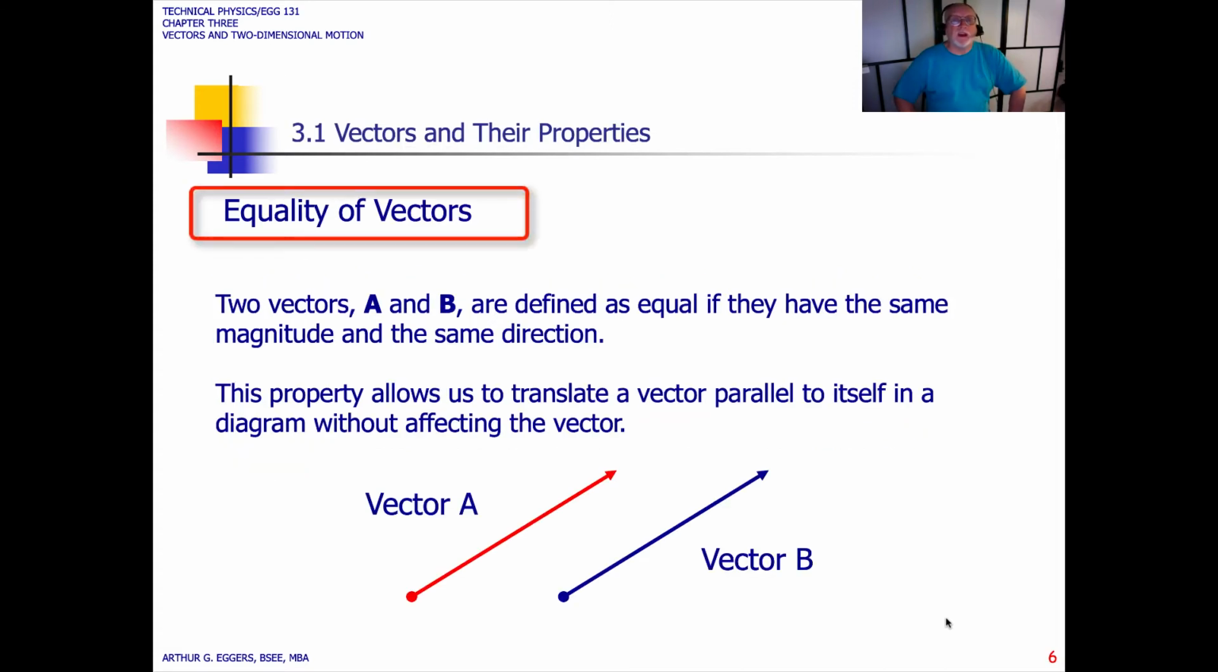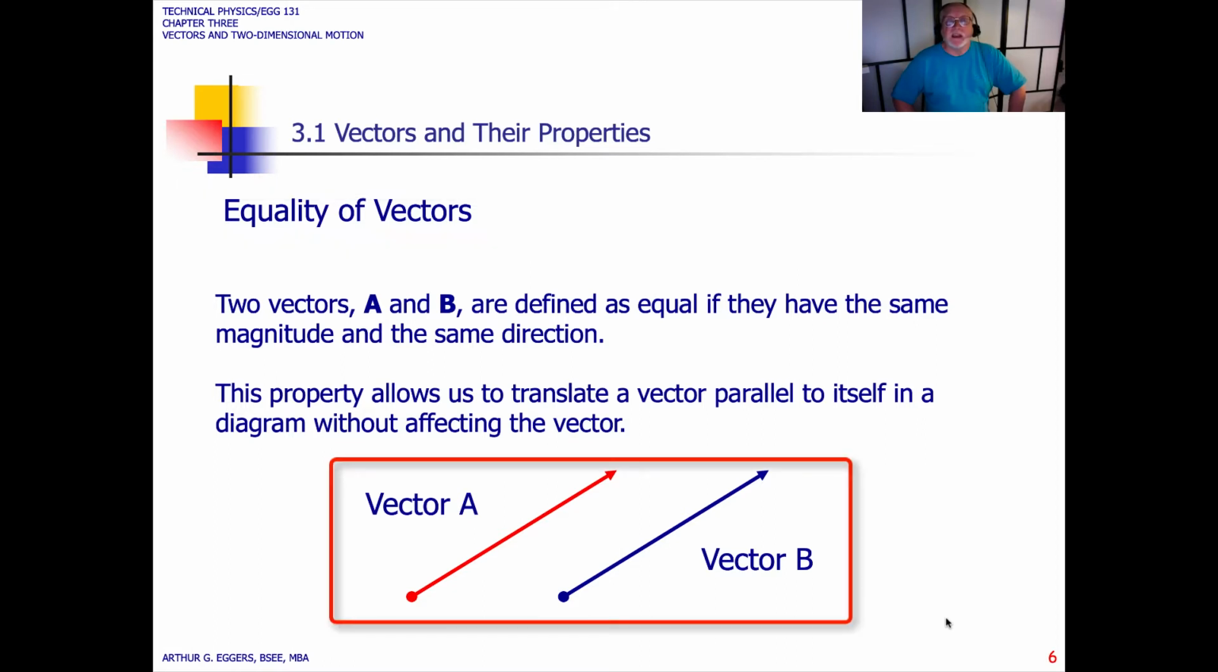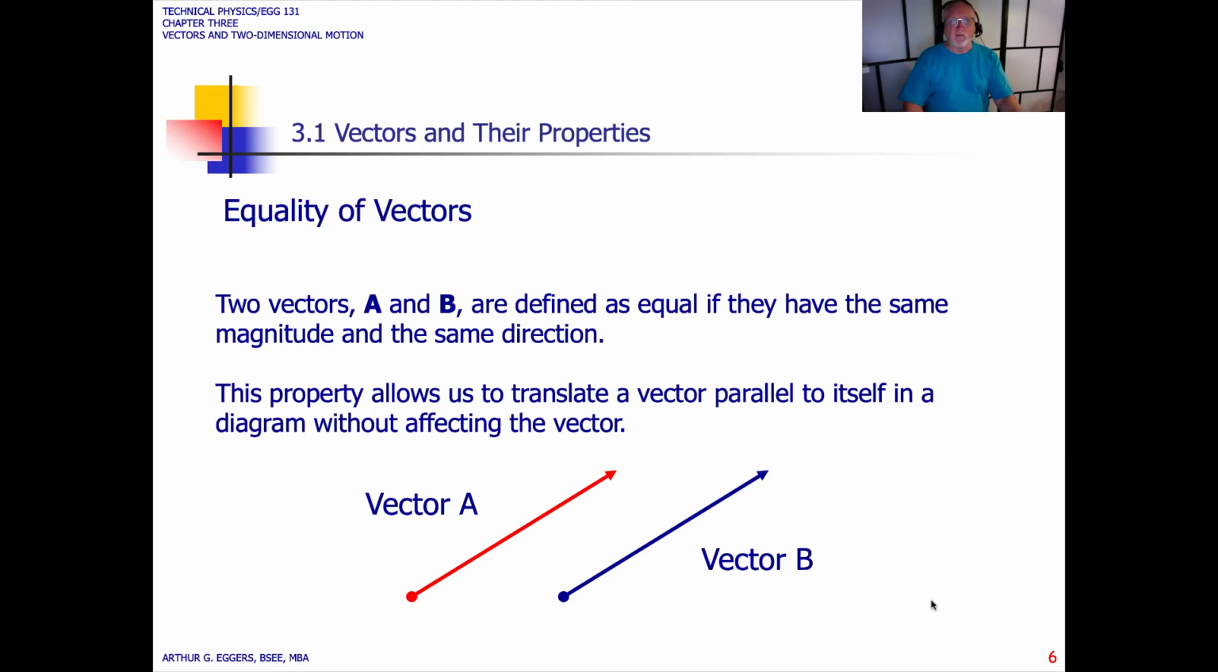Looking at equality of vectors, 2 vectors, A and B, so we've got the red one and the blue one, are defined as equal if they have the same magnitude and the same direction. This property allows us to translate a vector parallel to itself in a diagram without affecting the vector. And this will become important because if we move components up or down, left or right, and we don't change anything about the angle and the magnitude, then we've been able to translate the vector parallel to itself anywhere on the axis. And we'll primarily start off with the Cartesian or the rectangular coordinate system and then move to the polar coordinate system.